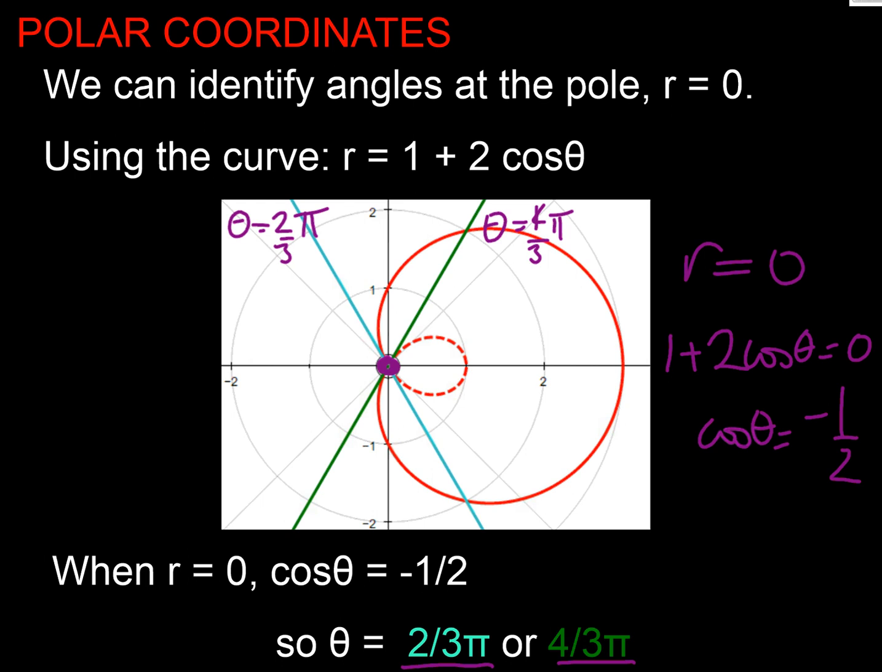And these are the absolute definitions of these lines. It doesn't matter what the r value is here on the blue line. The most important thing is theta must equal 2/3 pi, and all points on that line have theta equals 2/3 pi. And all points on the green line have theta equals 4/3 pi.